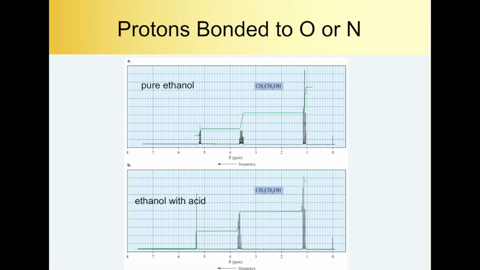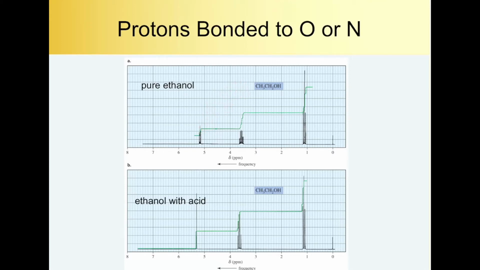Let's compare the NMR spectrum of pure ethanol with ethanol that is contaminated with acid. You can see in both of these cases there are three different peaks because there are three different types of protons. This is going to be the methyl protons. And the methylene protons are actually exhibiting as a multiplet, and that's because of the combined effect of the three methyl hydrogens and the hydrogen from the hydroxyl group. And here is our hydroxyl group, which is split as a triplet.